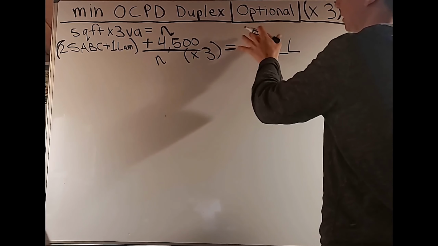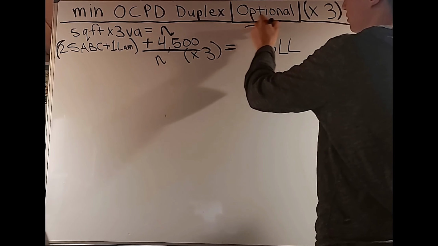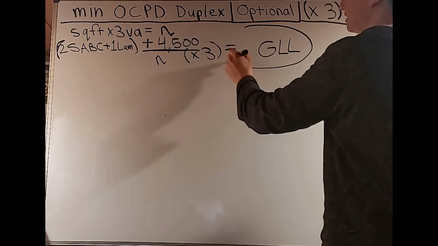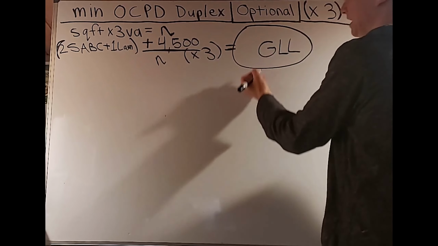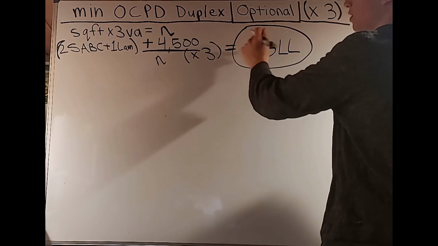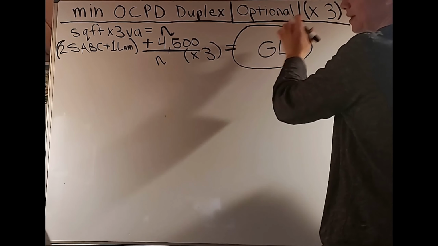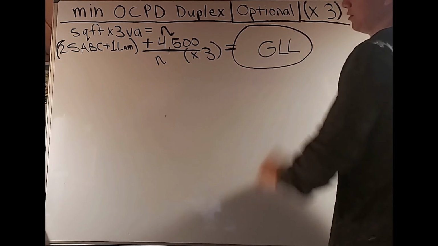Imagine I have a number here, and I'm going to circle that number, and then I'm going to label it, like you see GLL, so I can quickly look at this section and see my total number for this section and what it is. The GLL is the general lighting load section.